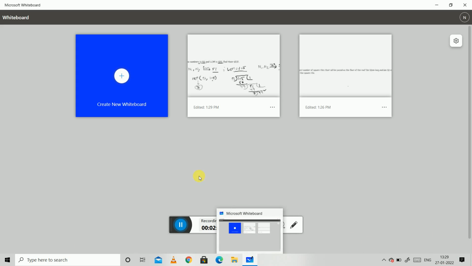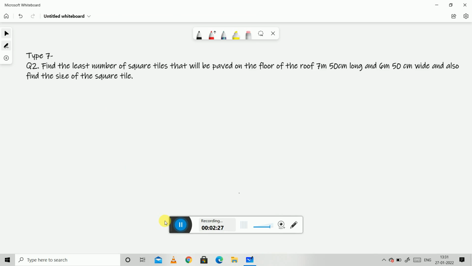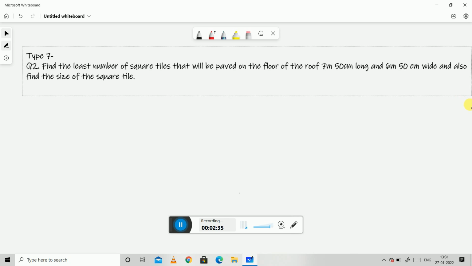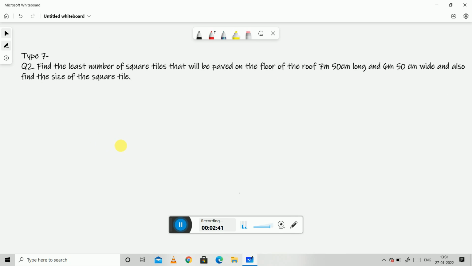Okay, so here is my type 7. The question says: find the least number of square tiles that will be paved on the floor of the roof, which is 7 meter 50 centimeter long and 6 meter 50 centimeter wide, and also find the size of the square tile. So in this question, there is the floor of the roof, which is 7 meter and 50 centimeter long.